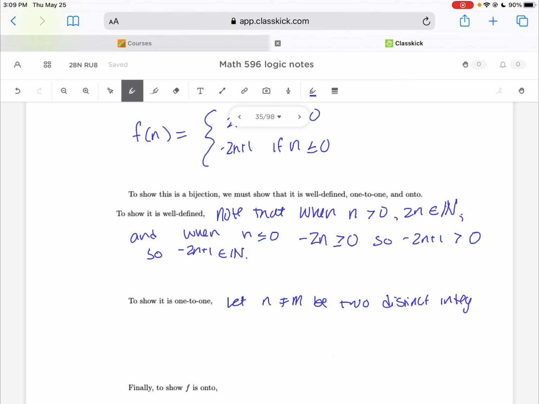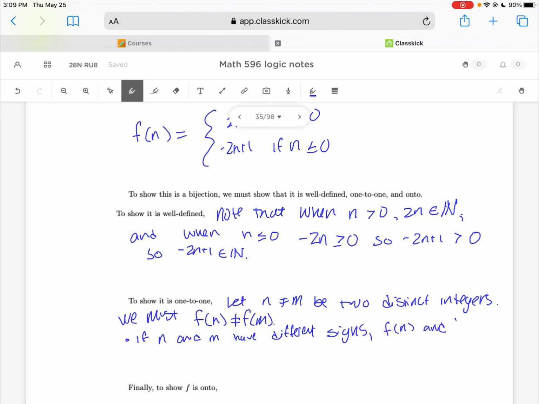To show that this function is 1 to 1, we must show that their outputs are not equal. F of n is not equal to f of m. We kind of have to address this in cases. If n and m have different signs, if one is positive and one is negative, then clearly these are going to be different outputs because one of them is going to be an even output and one of them is going to be an odd output. So f of n and f of m have different parity, have different even or oddness. So they're not equal to each other.